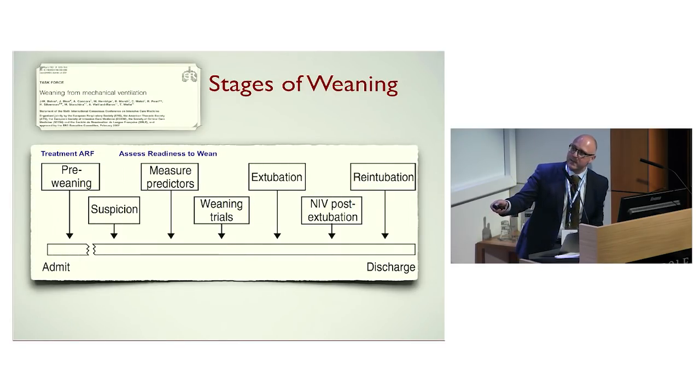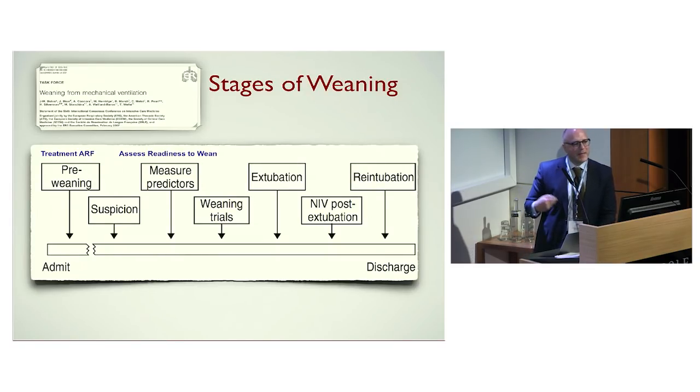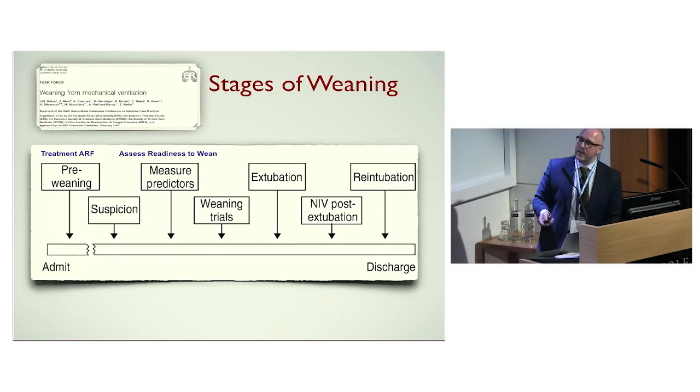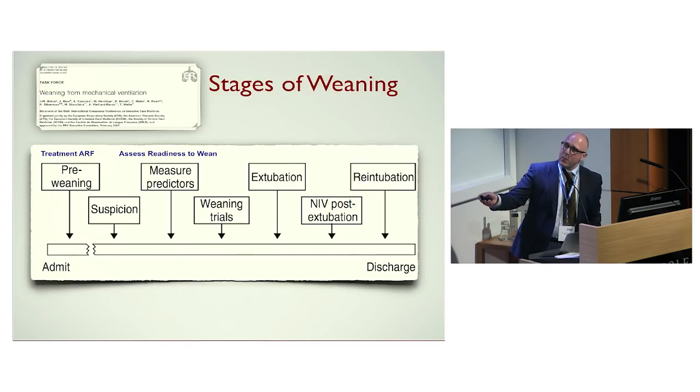This is optimization. And then at some point, the patient becomes better, and you start having the suspicion this patient might be liberated from ventilation. But you don't know for sure until you do some measurement of readiness to wean, or measure some predictors. We'll talk in much more detail in the next few slides about that. And when you've reached this phase, you plan some weaning trials.